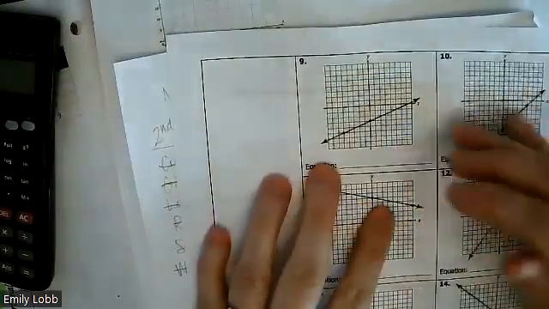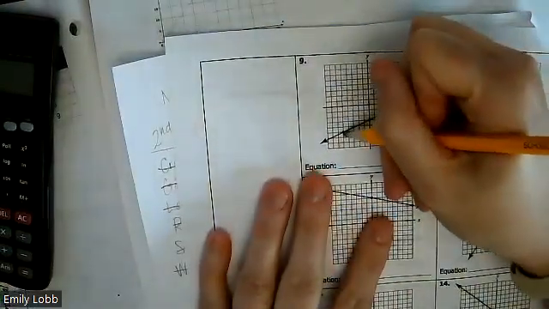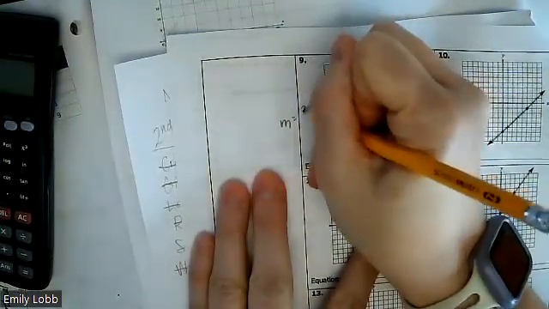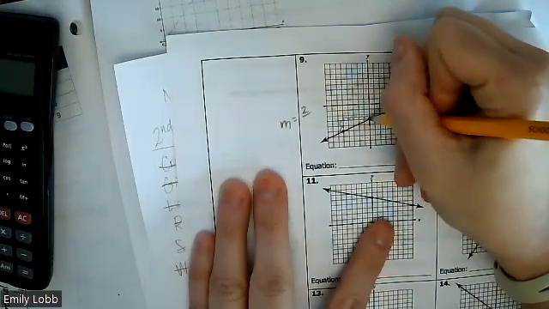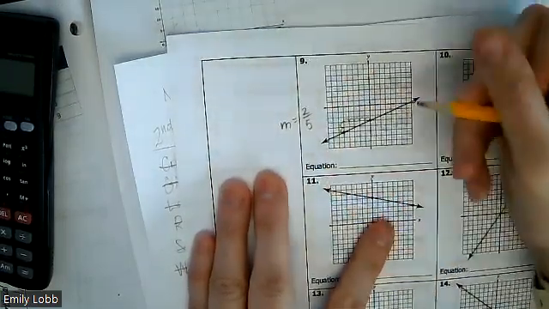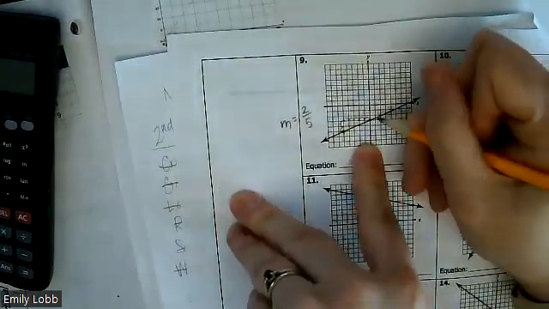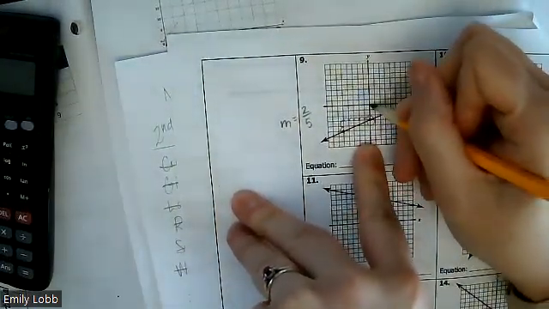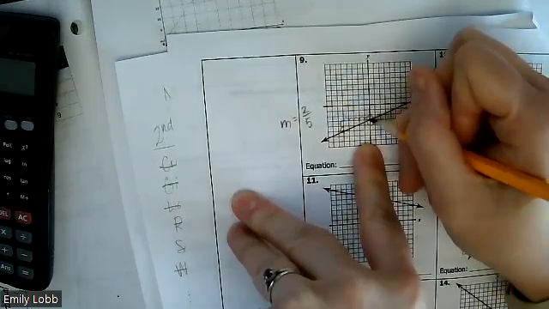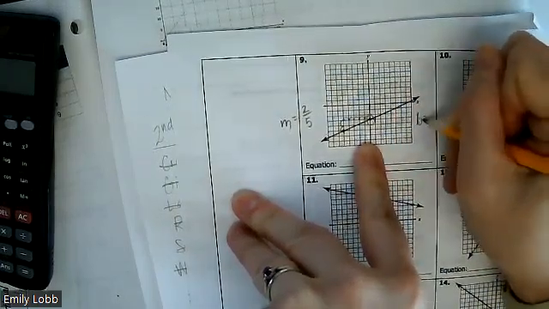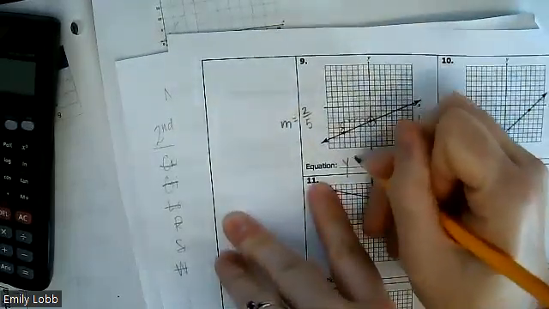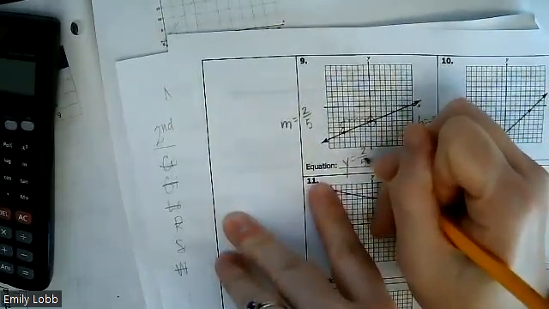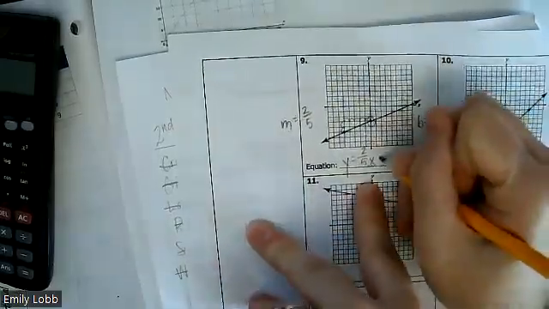So now if we find our slope, we're going to go up 2. So m is 2 over 1, 2, 3, 4, 5. And our b is this point right here, and it looks like 1, 2, 3, so -3. So y equals 2/5 x minus 3.